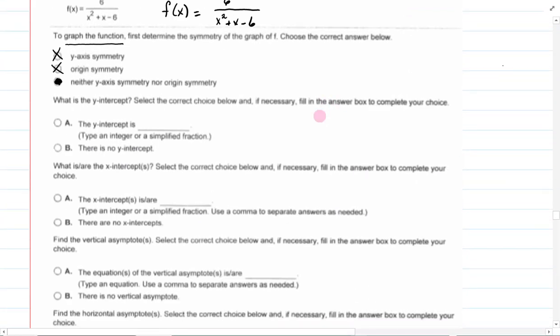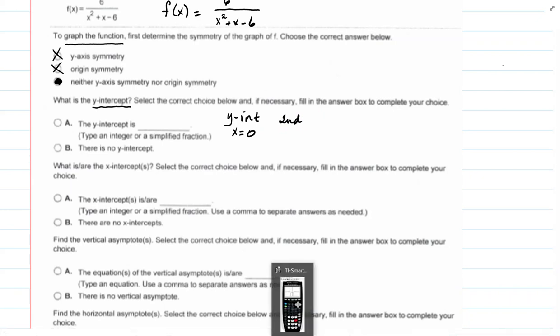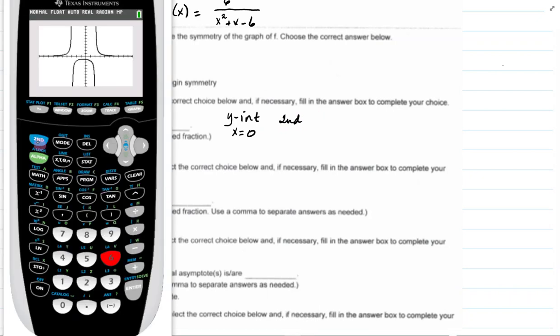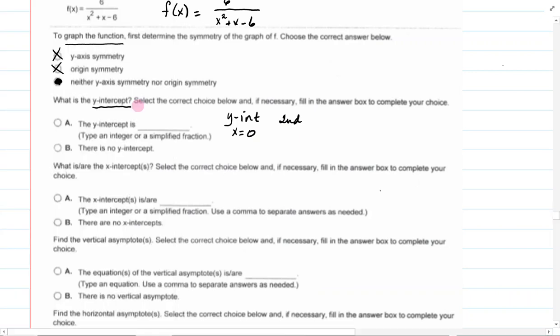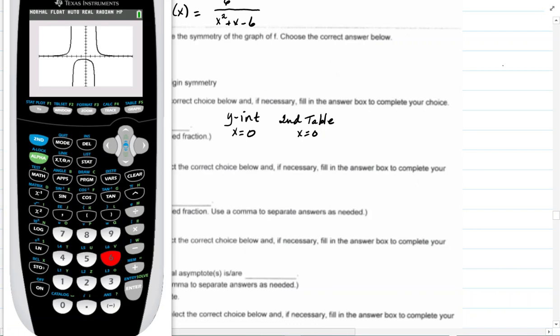All right, the next question. It asks for the y-intercept. The y-intercept, please remember, is when x equals 0. Now you can do that by hand, or you can do second table. Second of the graph key is table. And let x be 0. So let's see what we get.